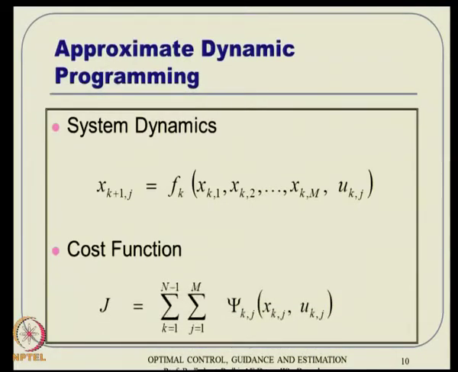We have system dynamics of this form, x k plus 1 is something like this. These are all discretized at node points. k represents the evolution of time, whereas j represents the grid points in space. Okay. So, you have any grid point location j. This system dynamics is a function of all other node points' state values and the control applied at that particular point.